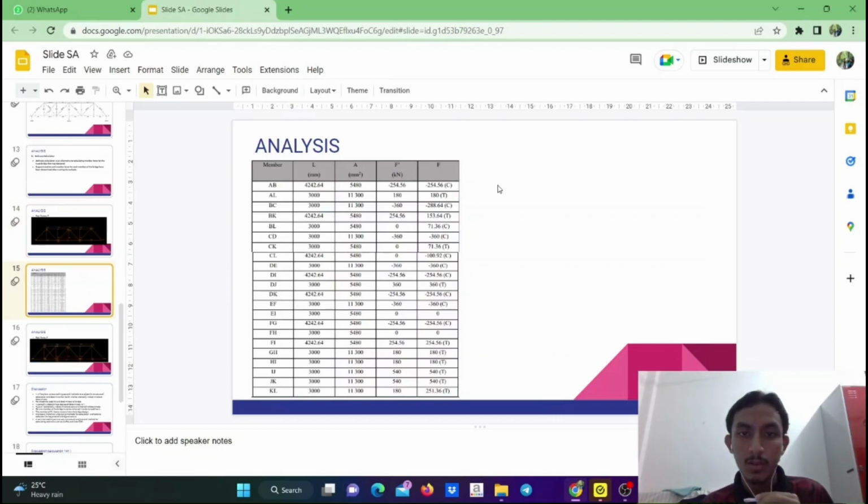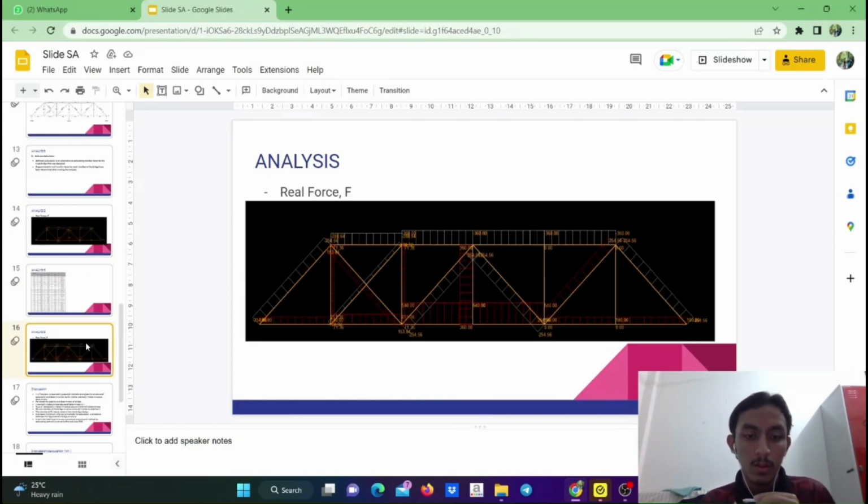This figure shows the result of internal force and actual force. Based on this figure, the actual force of each member in the bridge has been shown. There is a small difference between the manual and software calculation at the redundant member CL because the unit load cannot be applied at the joint end. That's all from me. Thank you.